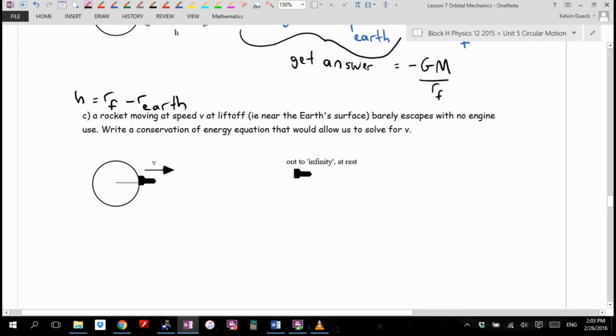What else? A rocket moving at speed v at liftoff. Oh, so initial velocity is not 0. Initial speed is not 0. Barely escapes. Oh, we said that that was code for final speed was 0, right? Coast to a stop.